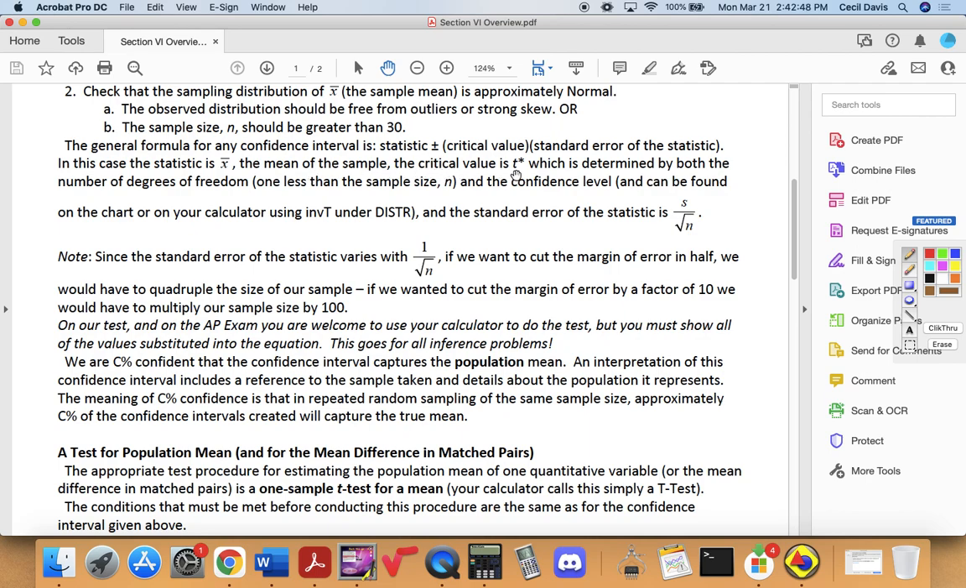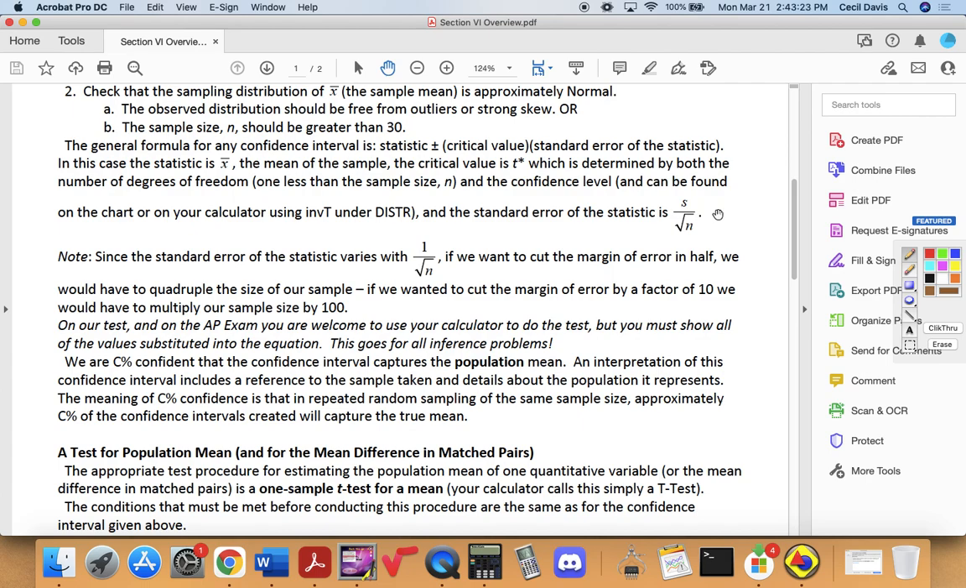The critical value, t star, is determined by both the number of degrees of freedom, which remember for this is one less than the sample size, and the confidence level, and that can be found in the chart or using your calculator for inverse t under the distribution menu. And the standard error, the statistic, that's given on your formula chart. It's S over the square root of n.